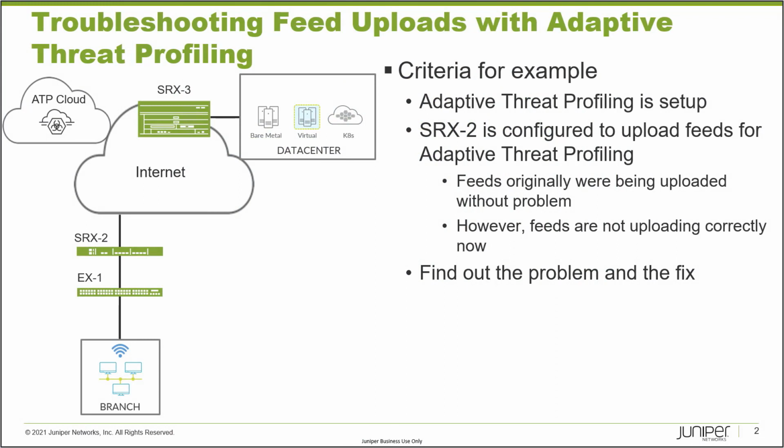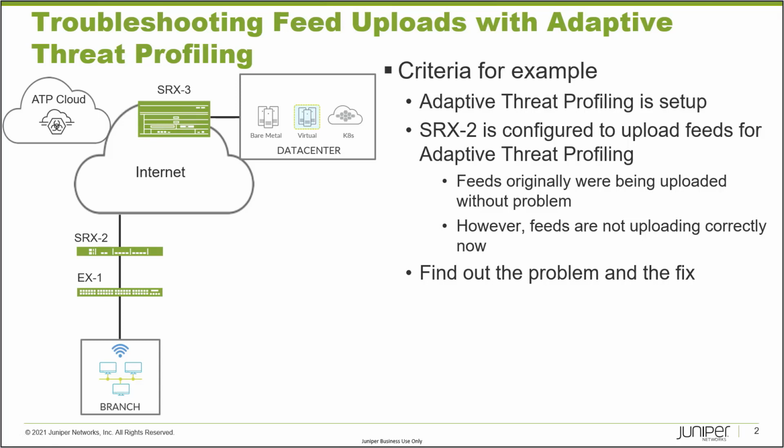All right, so here is the criteria for our example. I want to point out a few things in the topology first. We have SRX2 and SRX3, and also an EX device. We don't really need to worry about that. But what we do need to worry about is SRX2 is connected to the branch and SRX3 is connected to the data center. And ATP Cloud is obviously connected to the internet. And so that's how SRX2 and 3 are reaching ATP Cloud.